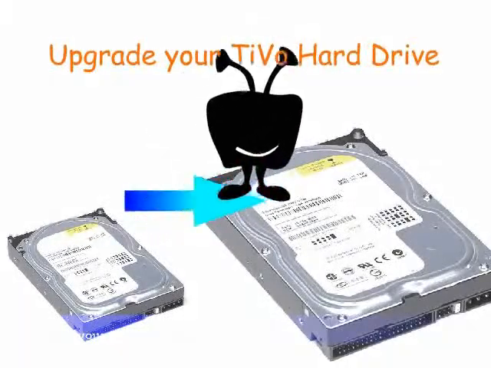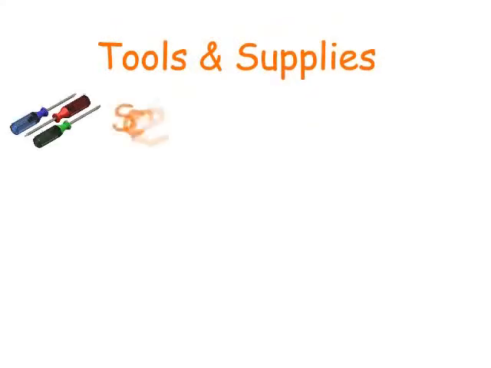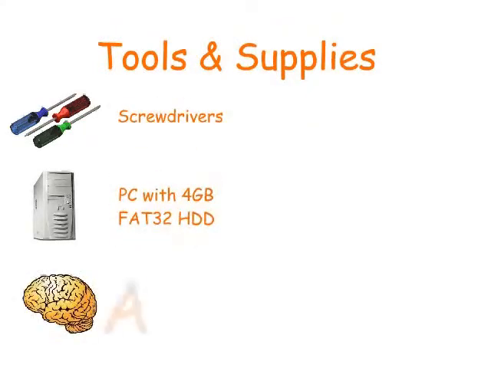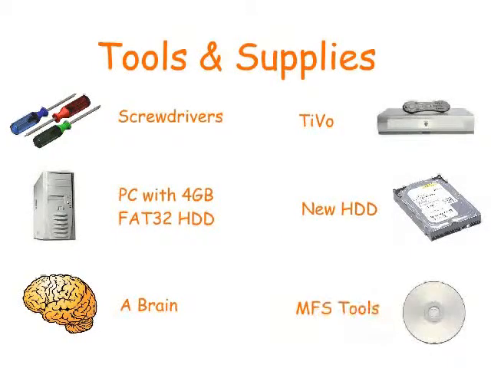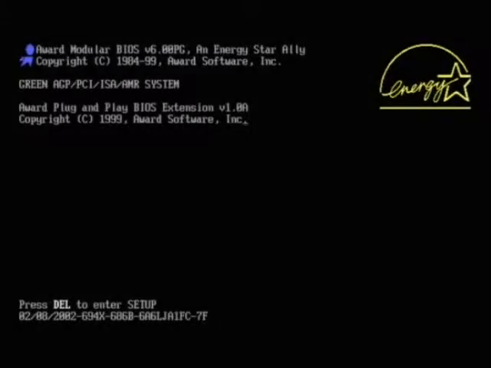Today I'll explain how to upgrade your TiVo hard drive. The tools that will be needed are screwdrivers, a desktop PC with a 4GB FAT32 hard drive, half a brain, the TiVo, a new larger hard drive, and an MFS Tools CD. Open your TiVo and place the drive in your PC. If you don't know how to do this, then I suggest you better not try it for yourself.